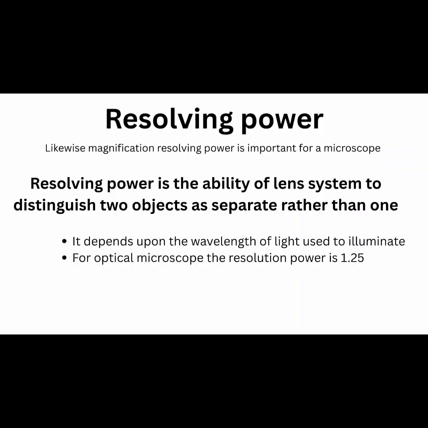Each power should be multiplied with the eyepiece power, which is 10x, and we get the magnification. Likewise, besides magnification, resolving power is also important for a microscope. So what is resolving power? It is the ability of the lens system to distinguish two objects as separate rather than one, which means two or more different objects placed on the microscope stage should each be visualized separately. Nothing should be visualized as one. Each of the particles will be identified as a separate particle. That power of the microscope is known as the resolving power of the microscope.